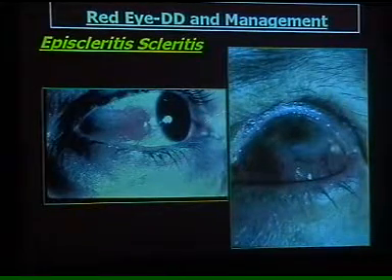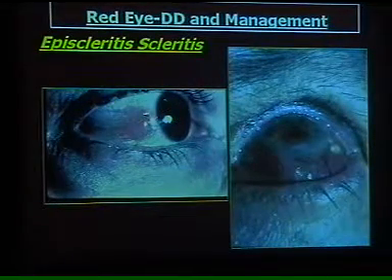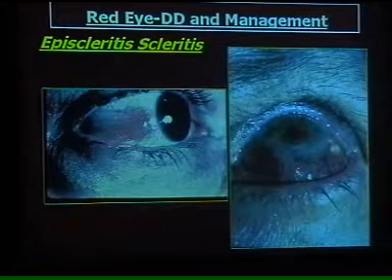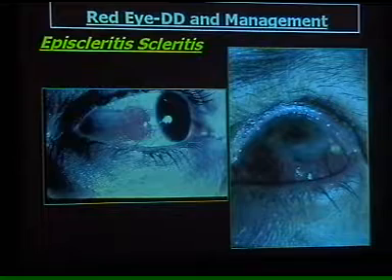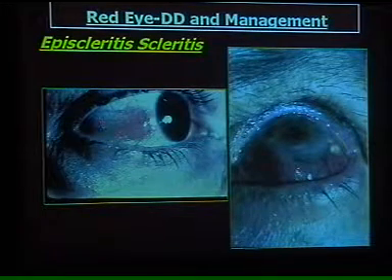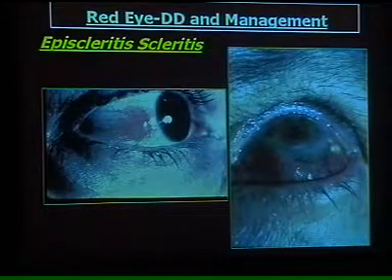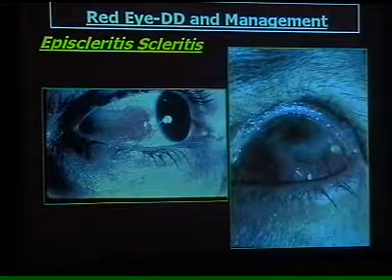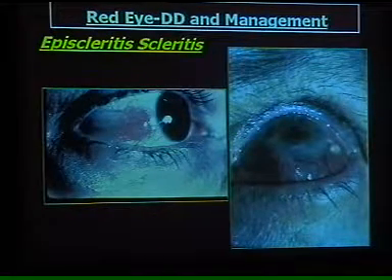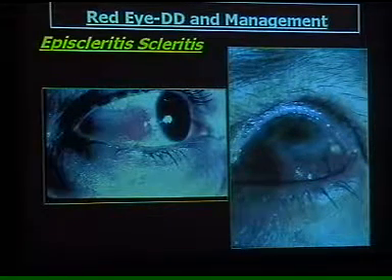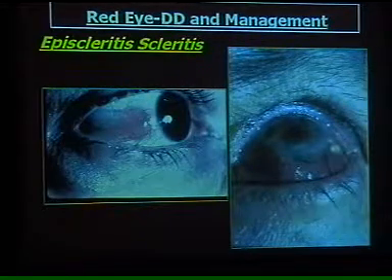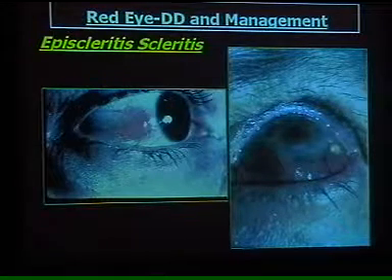Now this is the episcleritis. You can see that's a focal area of dilatation of vessels. The rest of the conjunctiva and sclera are healthy. And a very simple way to diagnose it is, if we just move the conjunctiva, it will be mobile over the dilated channels. So this is a point which differentiates focal conjunctivitis from episcleritis.